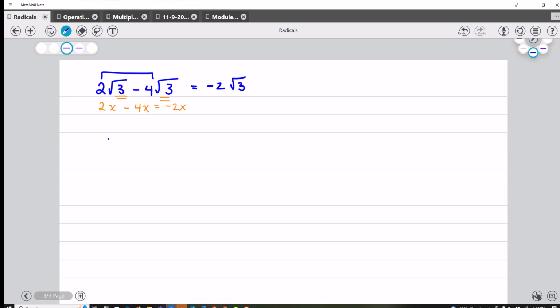If you had something like 8 square roots of 3 plus 5 square roots of 3, that would just simply be 13 square roots of 3. Now, if you had something else in here, like let's subtract 9, that's not a like term. So you have to be careful. You can't do anything with that term.